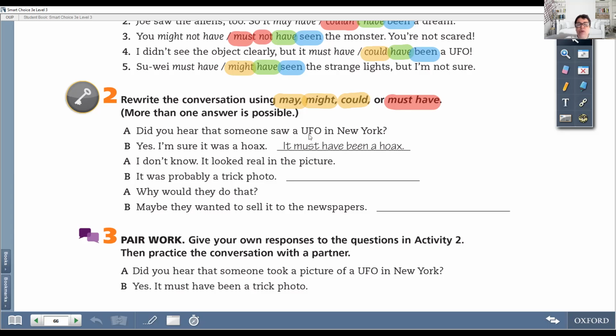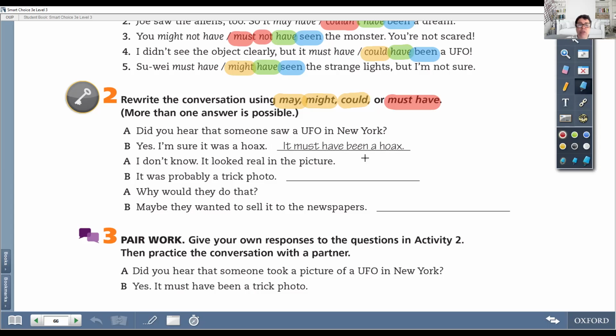Did you hear that someone saw a UFO in New York? Yes, I'm sure it was a hoax. So a hoax is something fake, something that is not true. So here the person says, I'm sure it was a hoax. So how can we say that? Using a modal of deduction. The situation happened in the past. So it must have been a hoax. It must have been a hoax, right?